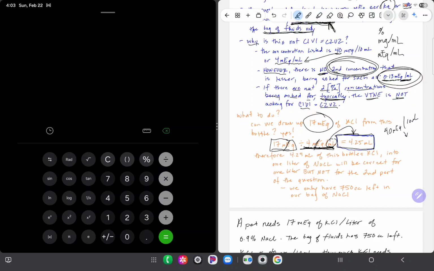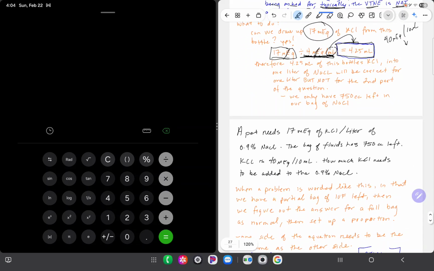So that's a way to visualize this. Can I just draw this up right away? Well, in the dextrose question, I can't draw up 7%. I can't draw up a concentration. I can draw up mils. So we can do that. However, the rest of the question is a little bit different, isn't it? We only have 750 mils left in our NaCl bag.